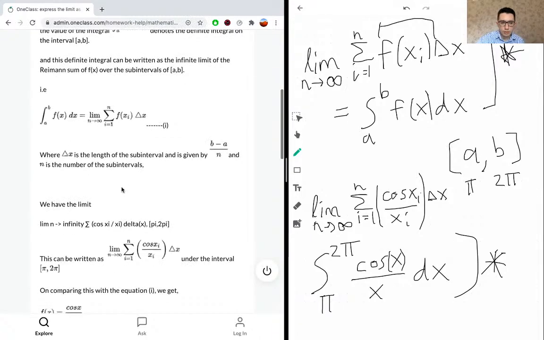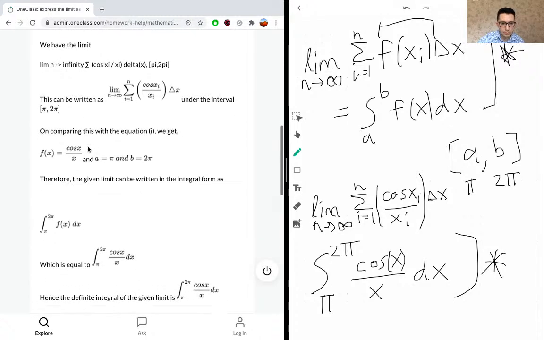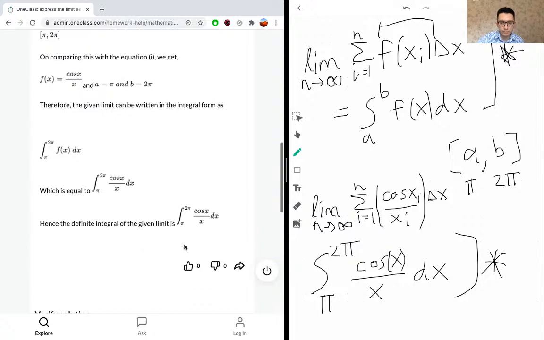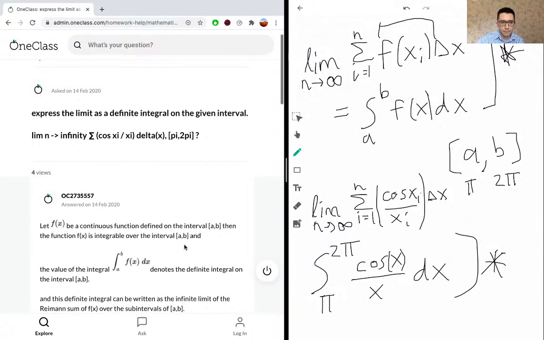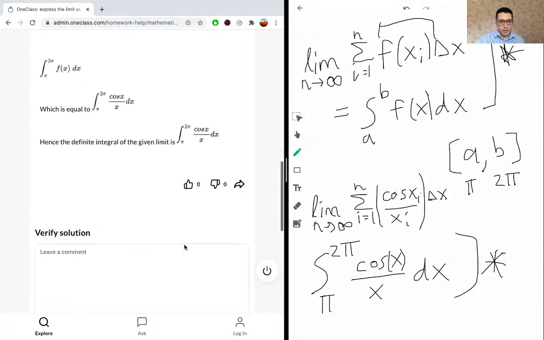So looking at the solution, they define similar integrals, and they come up with the correct definite integral. Yeah, so I'm just double checking that we answered the question. So that's the correct answer.